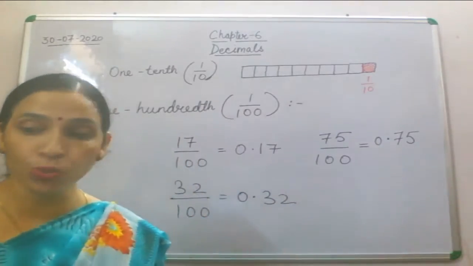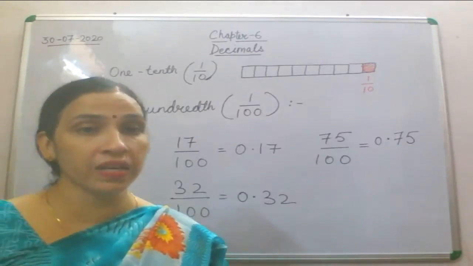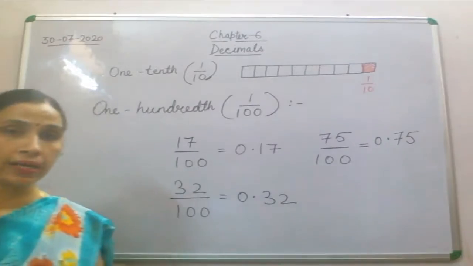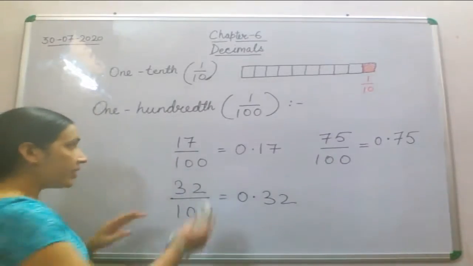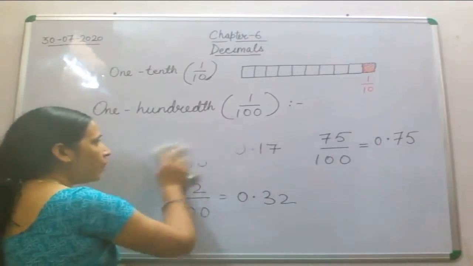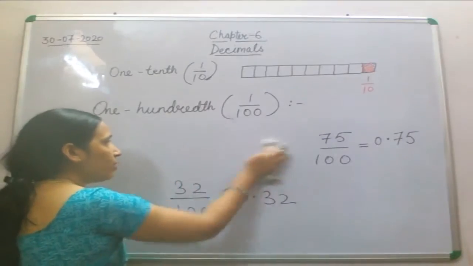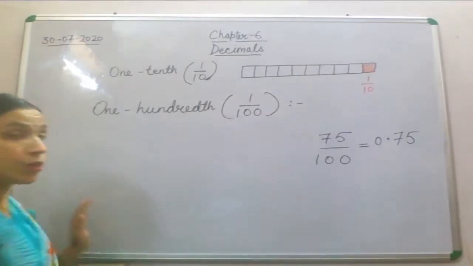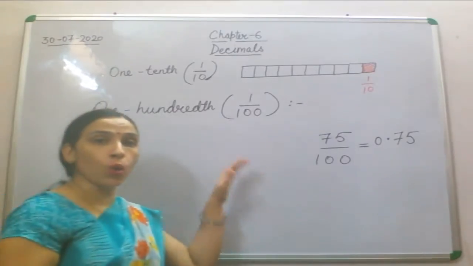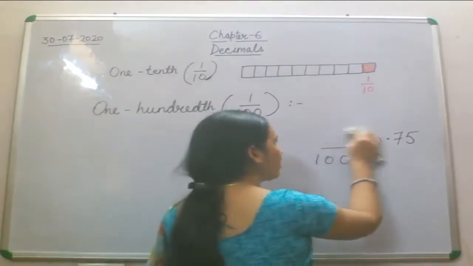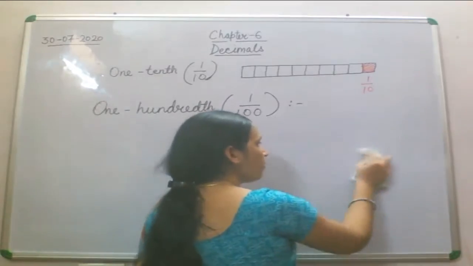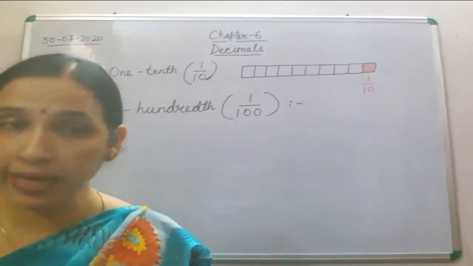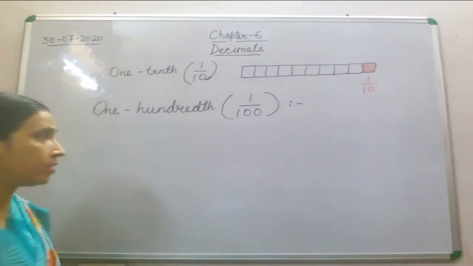Whatever I am telling you today in the introduction is very, very important. What is 1/10th? What is 1/100th? What do you mean by these fractions? How many parts of that particular portion will be shaded? That is very important. You all will remember all these things which I am telling you today, because we are going to use these things in further exercises. Now next is 1000.